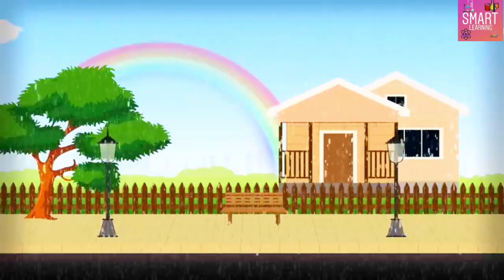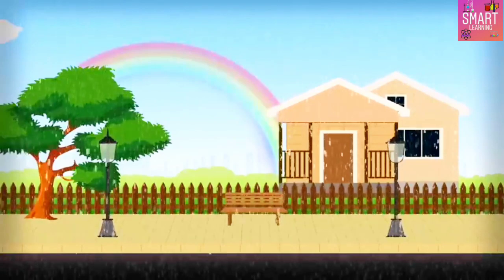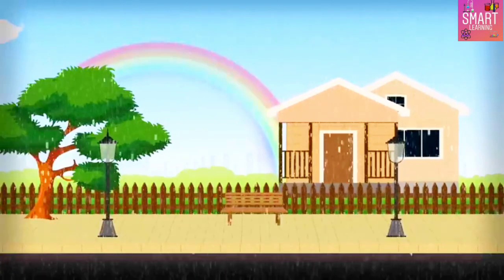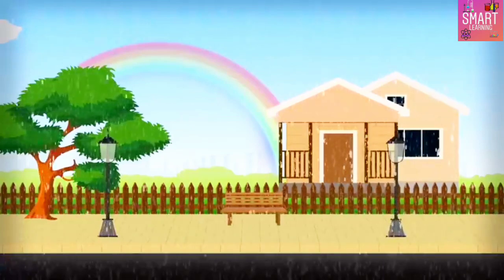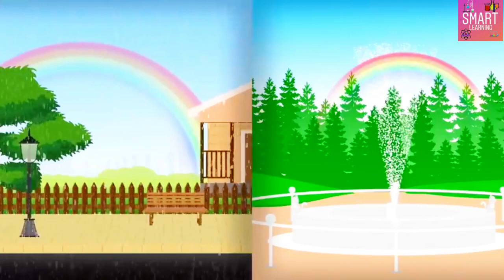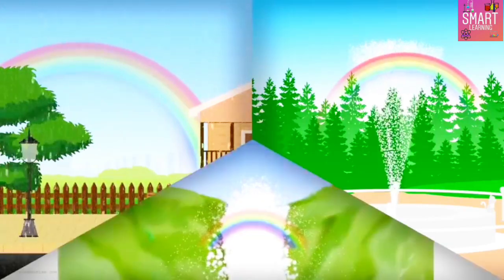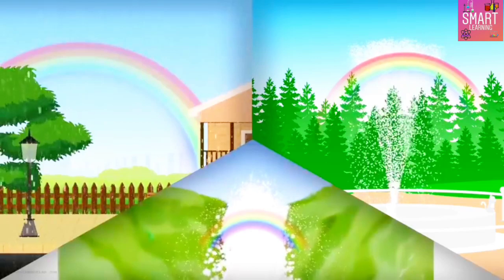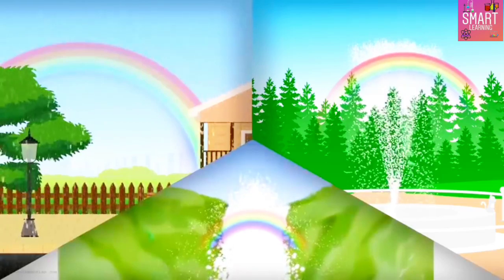Rainbows are one of the most beautiful sights in nature, and we usually see them on a rainy day. But you will be surprised to know that you can even see them on sunny days if you are near waterfalls or fountains. So, what is really required for a rainbow to be formed?